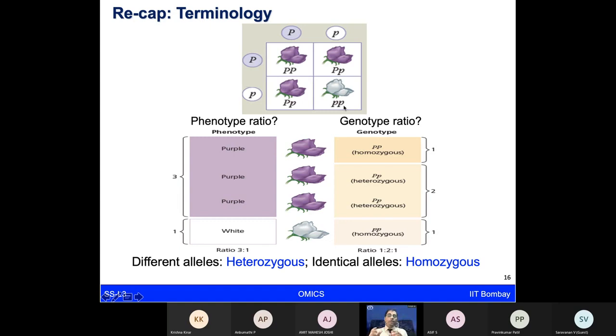Homozygous means both the alleles are either capital P or small p. Heterozygous means you have one capital P and one small p. So that is the heterozygous. So the purple flowers are actually one homozygous and two heterozygous. So that's where the genotypic ratio, if you see, is 1:2:1.